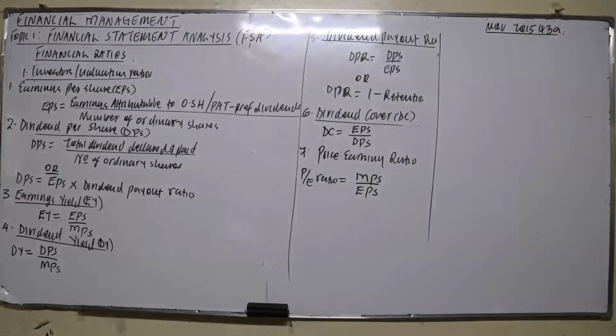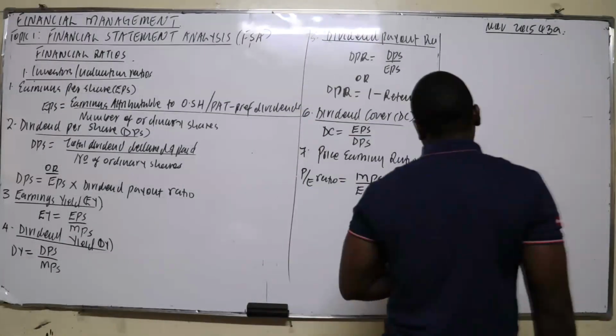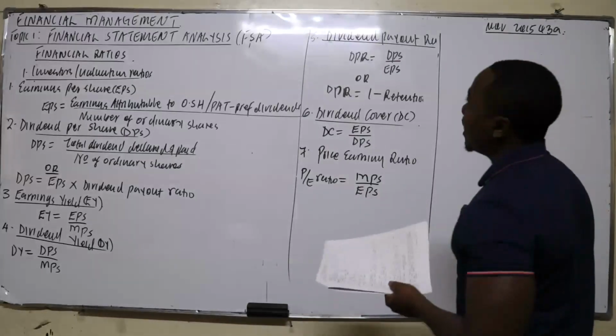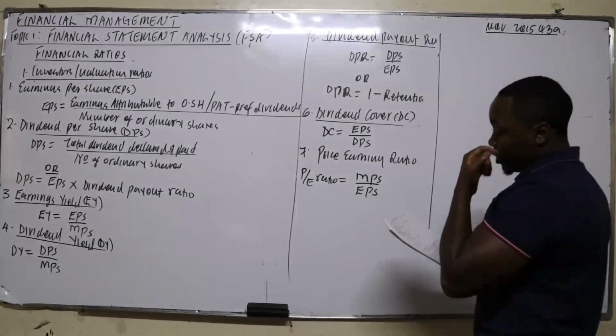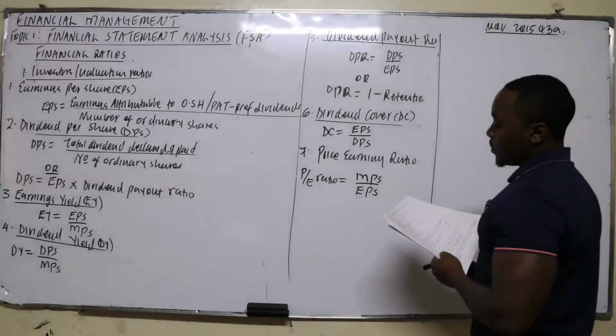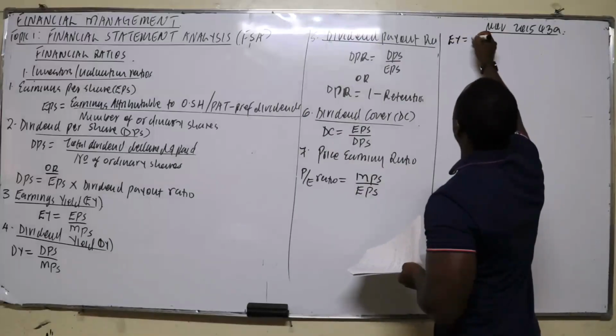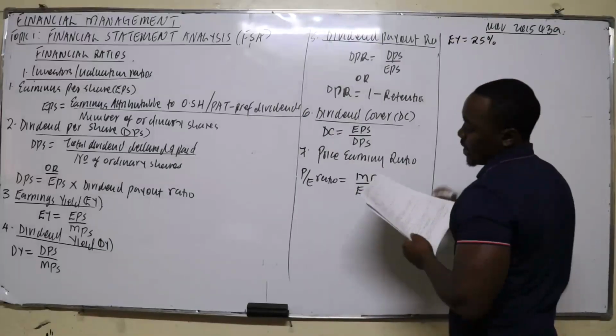The following information is related to Mogul Limited for the year ended 1st of October 2015. So if you don't have the question, I will read the question. So we have the earnings yield, which is 25%. So the earnings yield we are given is 25%.